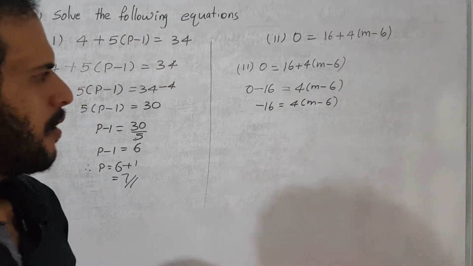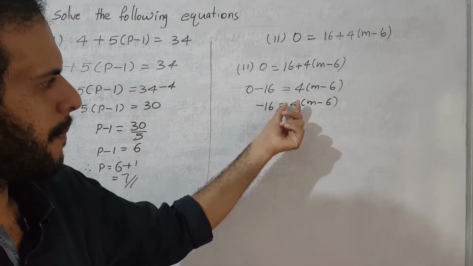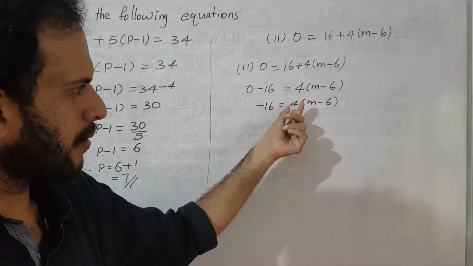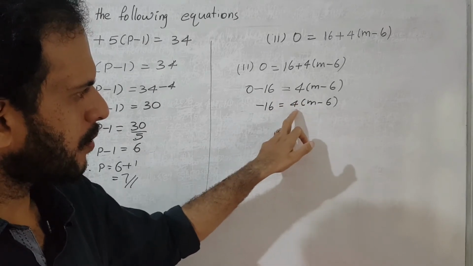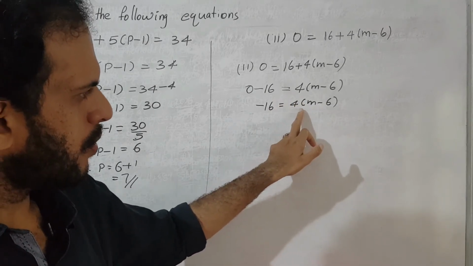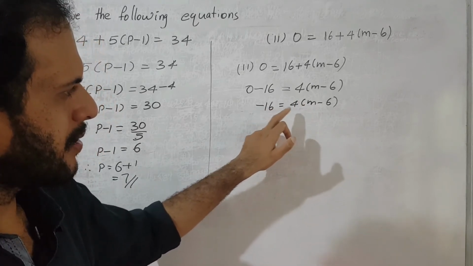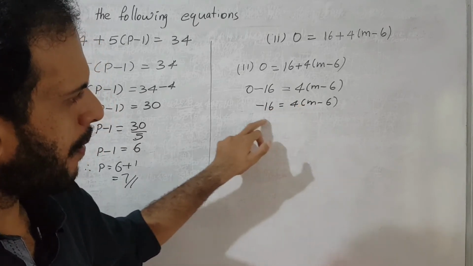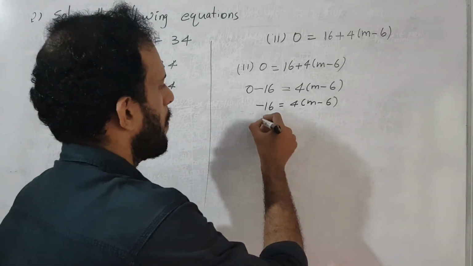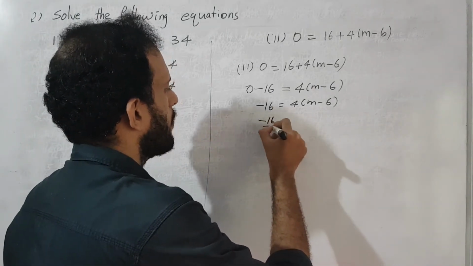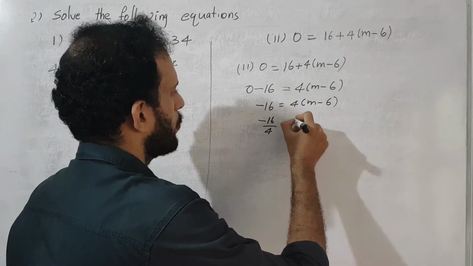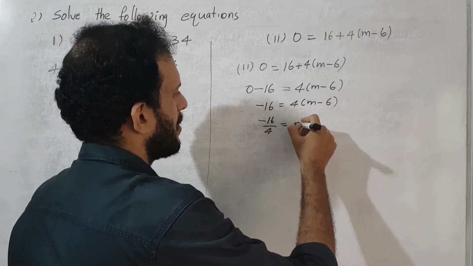Then we know what is next. We next transpose the number multiplying commonly. What is the number we are multiplying commonly? 4. So we transpose the 4 from the side of LHS. Then what is the change? Now, the multiplication becomes division on transposing. Minus 16 by 4 is equal to, what is remaining here, m minus 6.